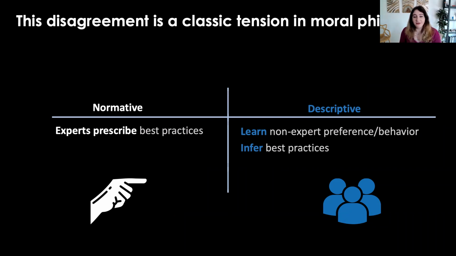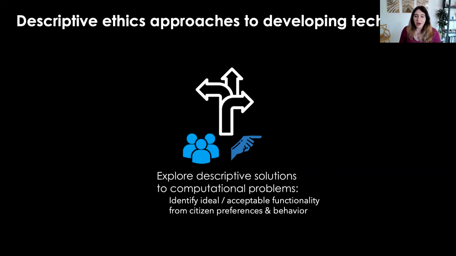And so they talk about two different approaches. One is normative, where these experts are prescribing what they think is best for the population. And the other is descriptive, where we learn from non-expert or population preference and behavior, and we infer best practice. We try to align ourselves with that behavior. And of course, you don't have to necessarily pick one or the other of these approaches. We often try to find something in the middle. And so today I'll talk about various descriptive ethics approaches or lenses through which we tried to look at defining acceptable functionality and appropriate ethical ways of trying to get people to adopt things like contact tracing apps.